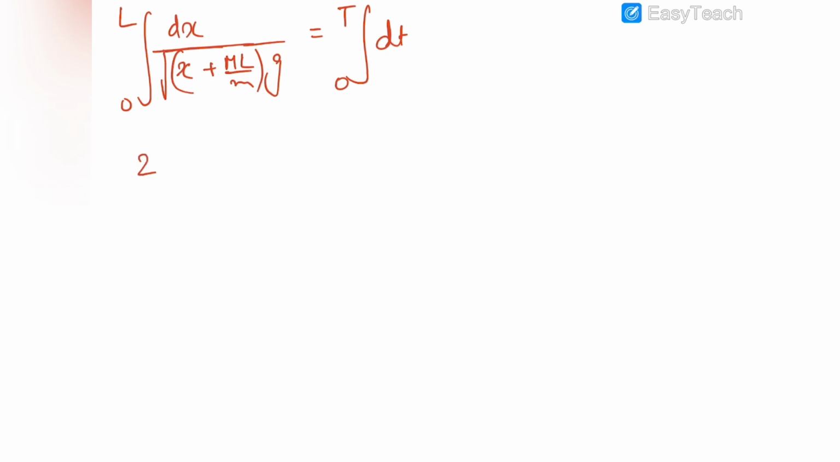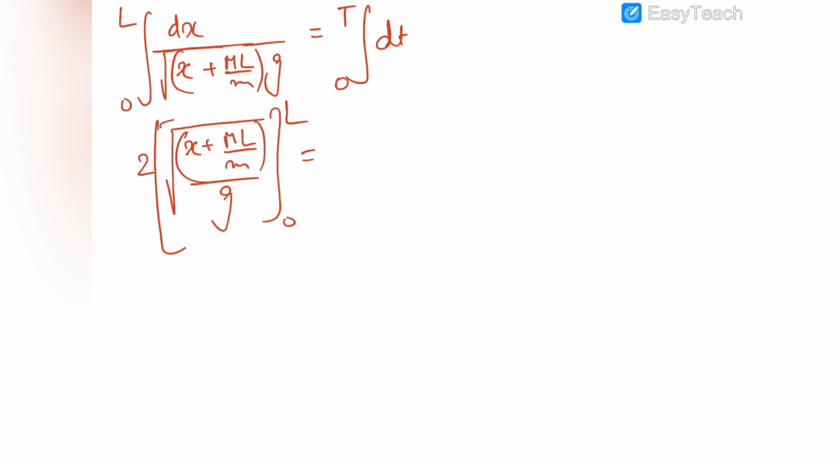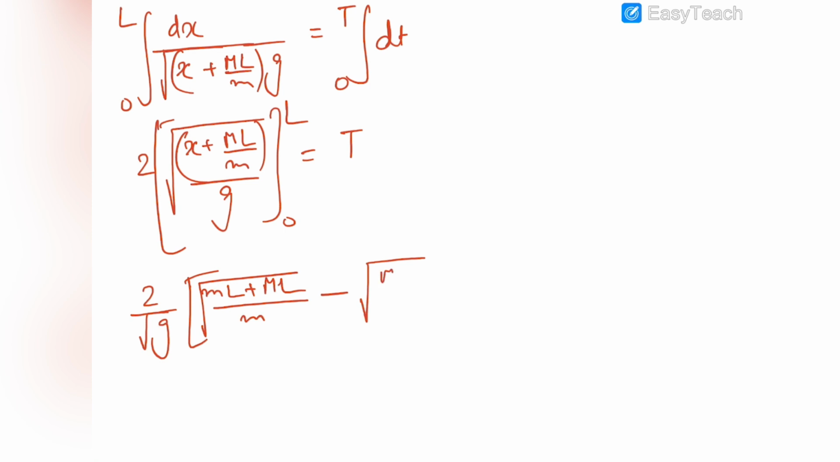So let us apply the limits and let us integrate first. So it would be 2 under root of x plus ml by m divided by g, and the limits would be from 0 to L and it would be t. So you can see that we can apply the limits, and it would be 2 by root g, and when I substitute the limit L here, then it would be under root of ml plus ml by m, minus, I'll put the 0, then it would be under root of ml by m. This is t.